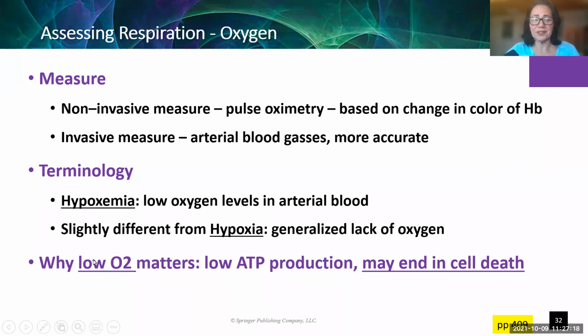Why does it matter? Once again, this goes back to cellular respiration. If you don't have enough oxygen to accept the electrons of the electron transport chain, you cannot make ATP as fast as you need it. If you don't have enough ATP, that's going to mess up your ability to use a sodium-potassium pump. It's going to mess up your ability to make proteins. It's going to mess up your ability to fix the cell, and may end up in cell death. That's how much this matters.